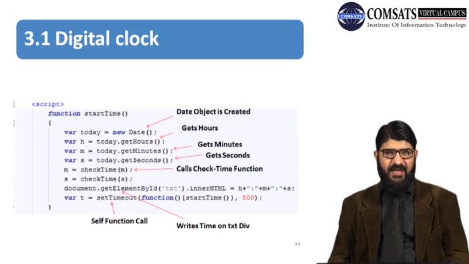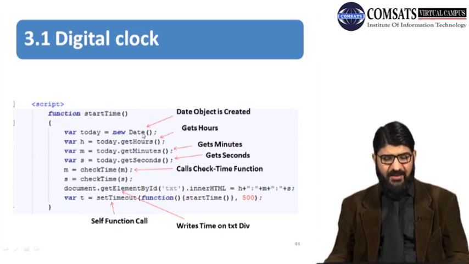The script is written as, the script is started, the function start time is mentioned, the start bracket is started, the variable today is created and assigned with the new date object. So date object is created with new date. Then the variable h is created and assigned with today.getHours. It will return the hours.